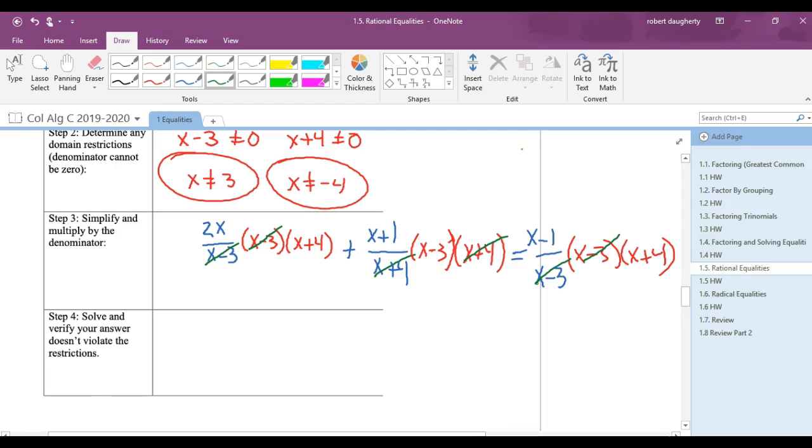Okay, so now what am I left with? I'm left with 2x times x plus 4 plus x plus 1 times x minus 3 equal x minus 1 times x plus 4. Now, I said it gets a whole lot easier. There are no fractions, but there's still work to do here, okay? Got a lot of x's. What do you think I do next?